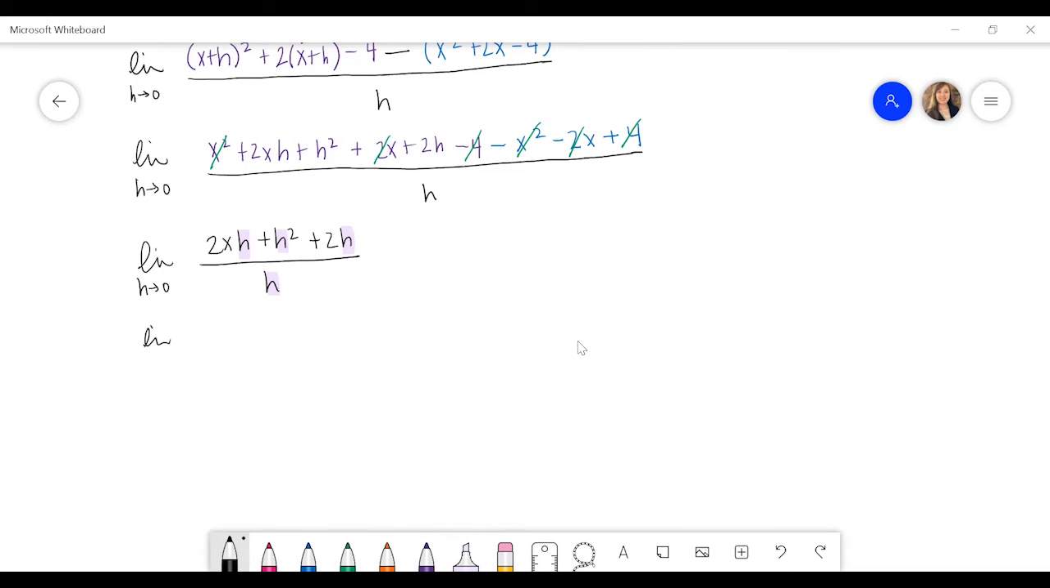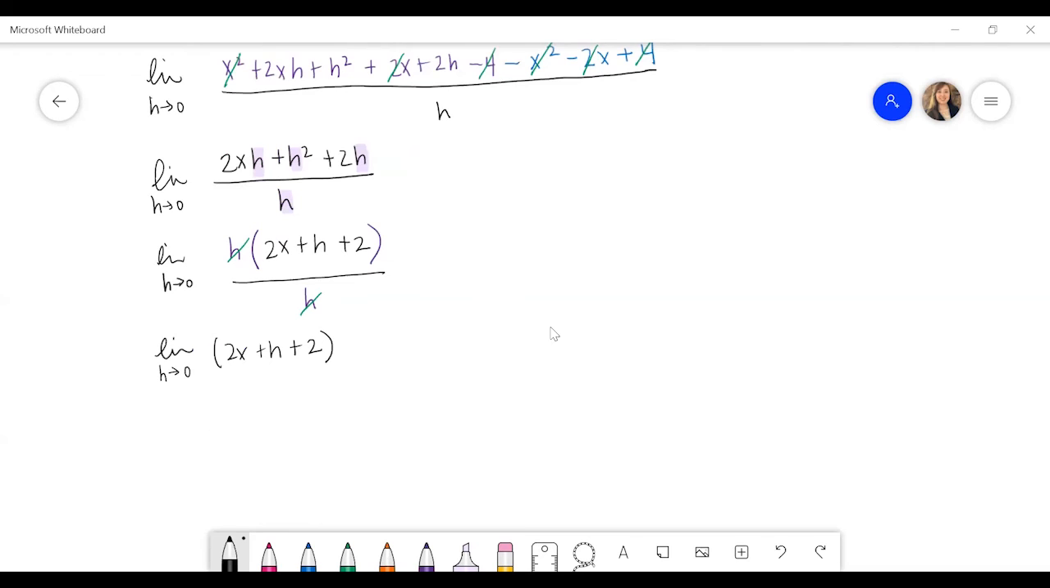So you've got the limit as h approaches 0 of, you've got an h here, left over will be 2x plus h plus 2, divided by another h. And here's where we're going to cancel those 2 h's out. Okay, so really your final statement, this is the end of the algebra portion, the limit as h approaches 0 of 2x plus h plus 2. And this is where we apply the limit. So again, above this was all algebra. From here on is limit, pre-calculus / calculus stuff.